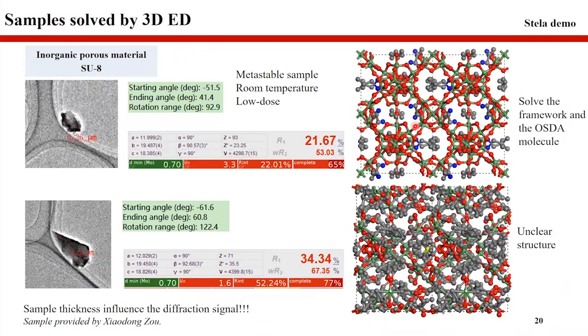This is just one 3DED data set. And here is a comparison of another data set. We could see that the structure solution is not very good, and we couldn't get a reasonable result. And we think maybe the sample thickness is the problem, because this sample is thick, the dynamic effect is very strong, so the intensity is not very accurate. Thus, we couldn't get a reasonable result. So I want to mention that the sample thickness is very important for the 3DED data collection.